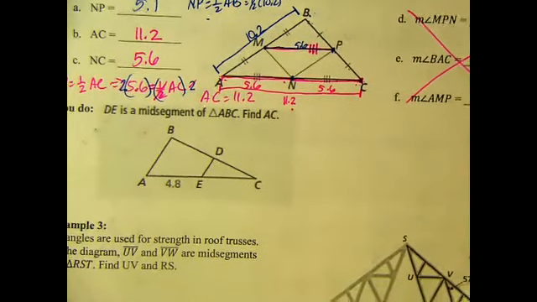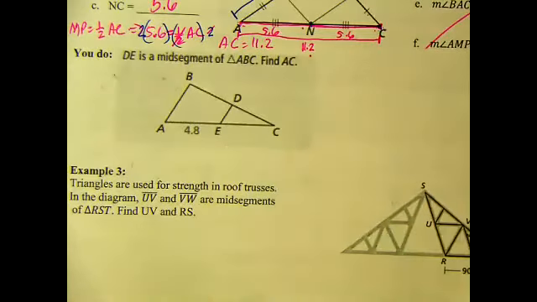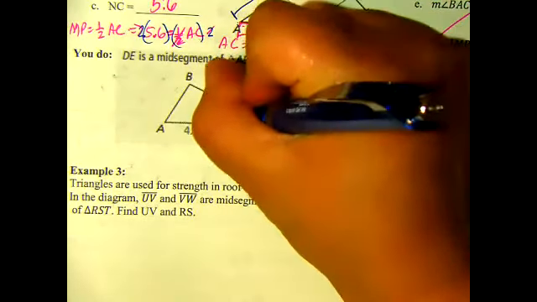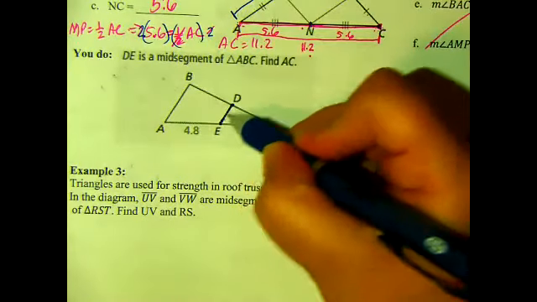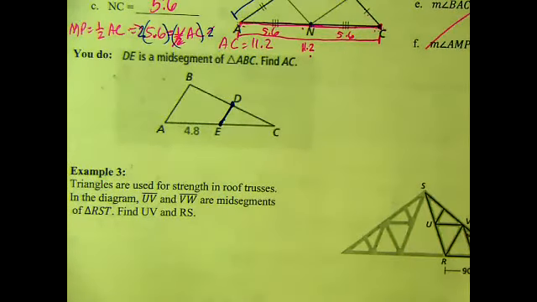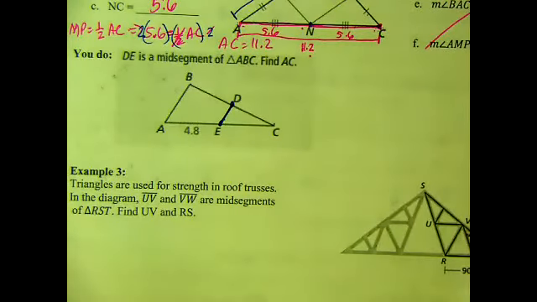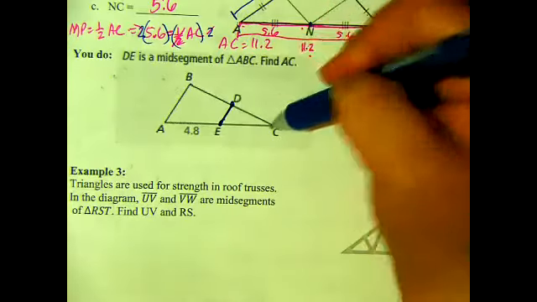We're not going to be doing the angle one. Okay, I want to do this one right here. It says DE is a midsegment of triangle ABC. Find AC. DE is a midsegment right here, and that tells me a lot of things. Number one, it tells me that D is the midpoint of BC. So what does that tell me about BD and DC?